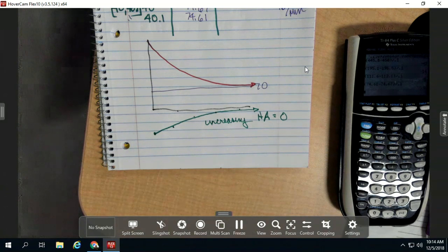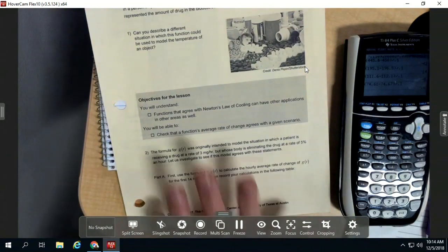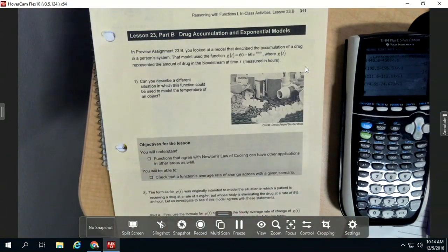Page 311. So, we looked at the accumulation of drug in a person's system.